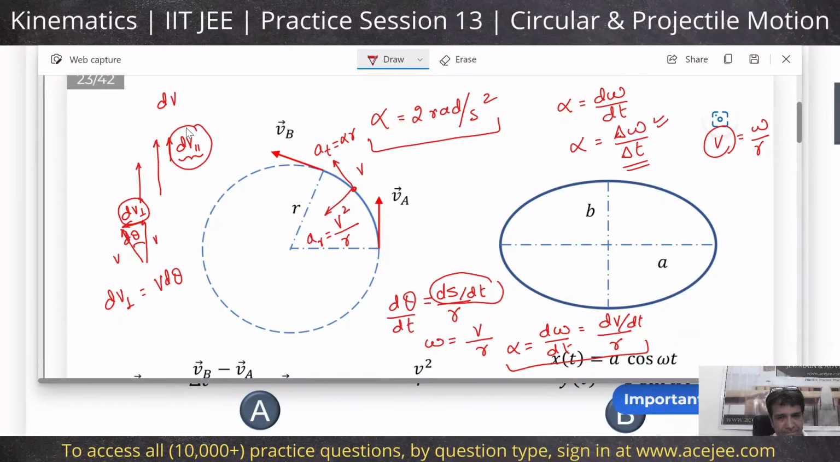So in this case there will be both, right? There'll be a perpendicular change also, and there'll be a change in the magnitude also. Yes, you're right. So in this scenario that we are looking at, you will have both.